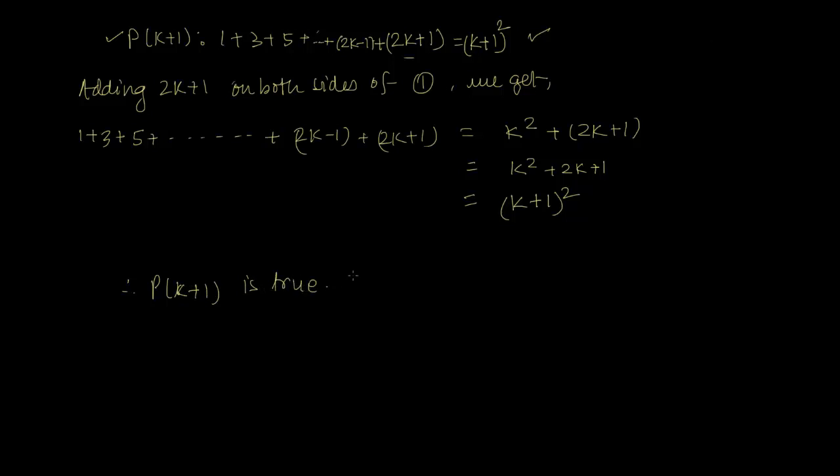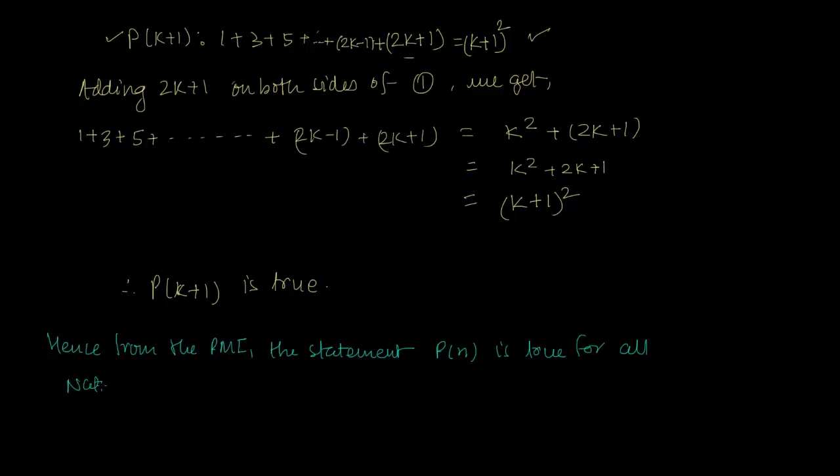Okay, and then that last statement. Hence, from the PMI, the statement Pn is true for all natural numbers n. Okay, understood?